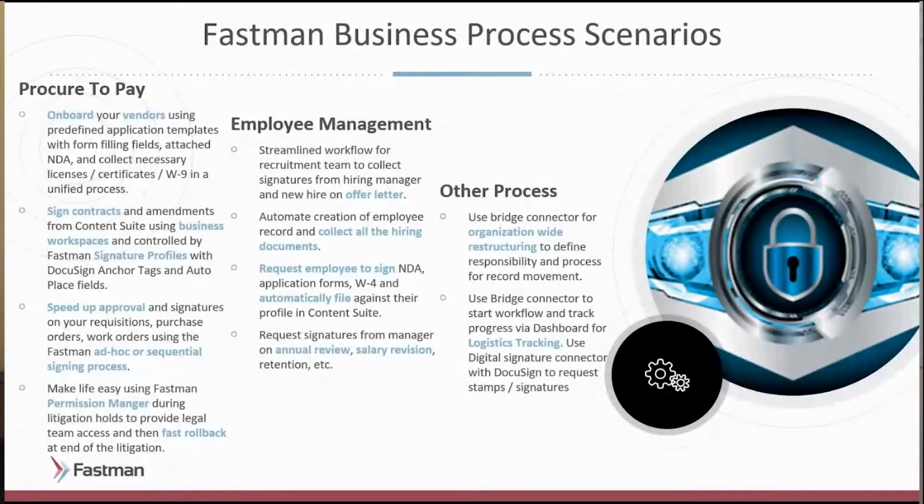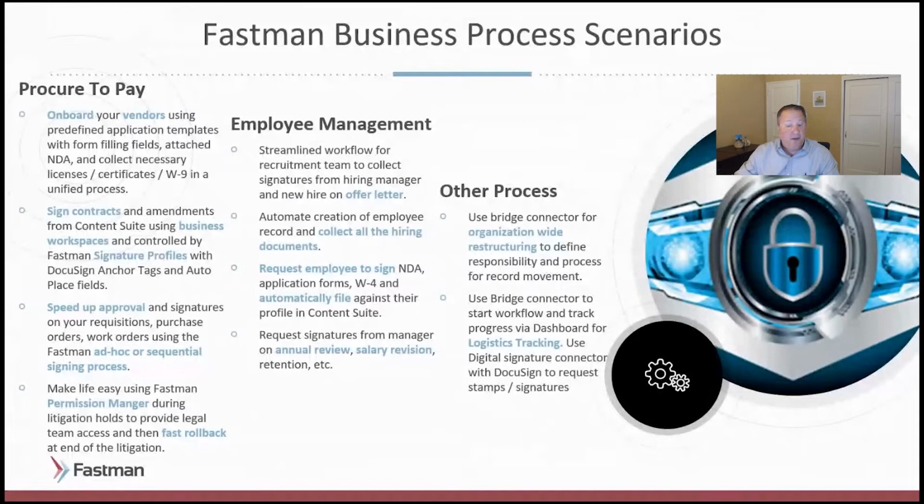As I talked about those scenarios, here they are. Let's talk a little bit about them. In the procure to pay family, we have a vendor onboarding scenario, contract lifecycle scenario, work order approval, and even a popular litigation hold scenario that we're going to introduce. And then in employee management, there's offer letter approval, employee file creation, along with the document collection process. Another one would be the annual review and salary revisions scenario. So now we're taking some of the know-how and developing the best practices, and we're going to share these blueprints out with the community.